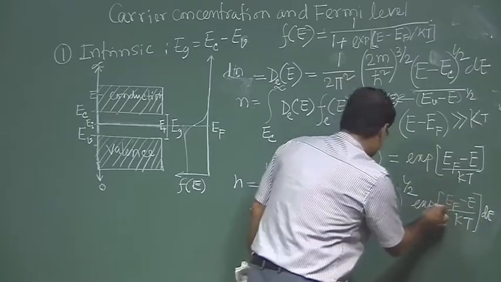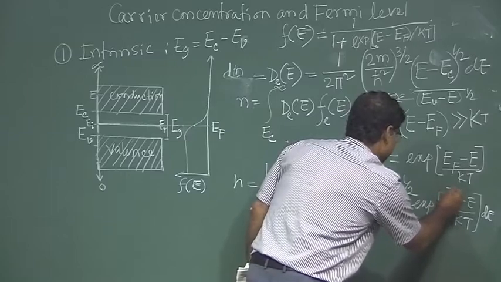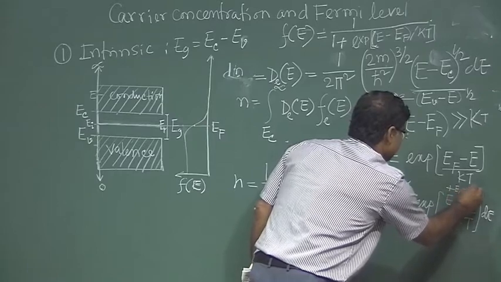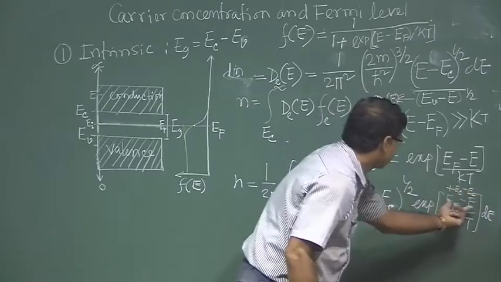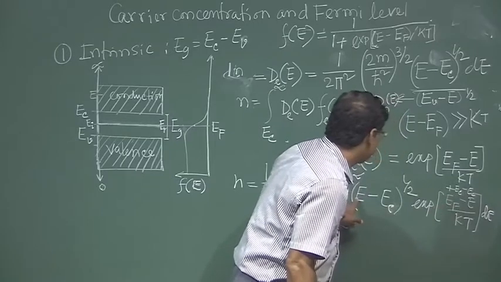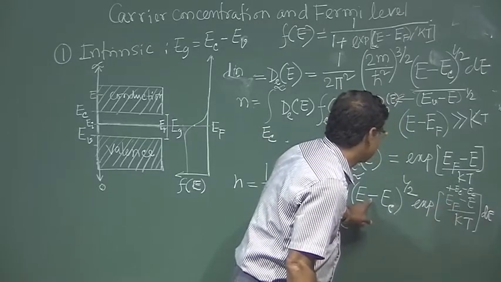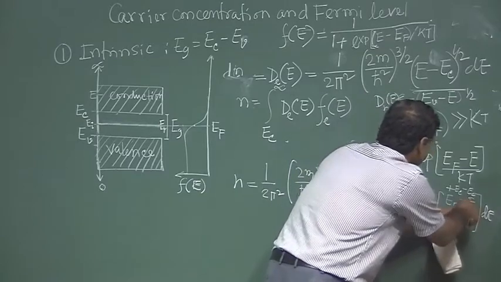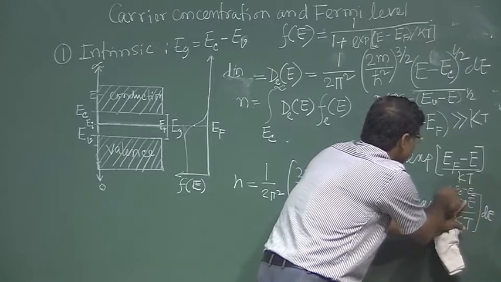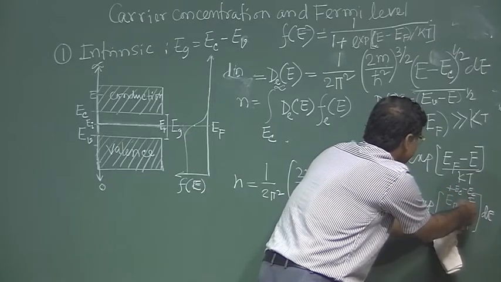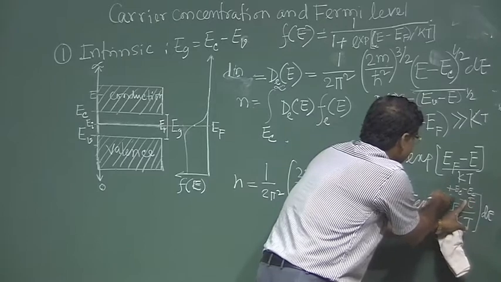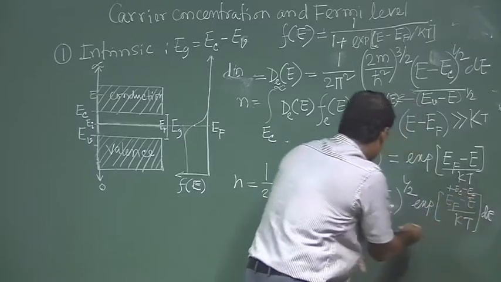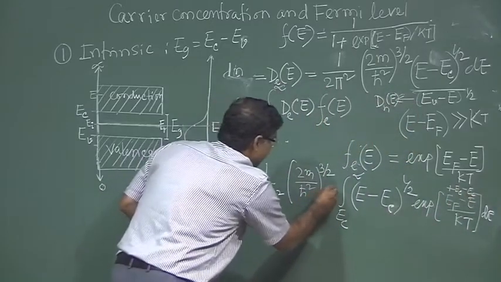So, this I can add plus EC minus EC here. I want to keep it as E minus EC. If I take minus common, E, this plus EC will go, minus EC will be there, and EF minus EC by KT will be another term. So, I can take out and multiply here.